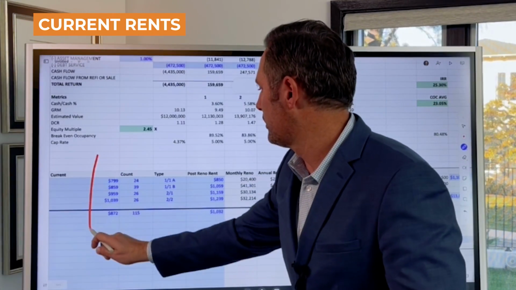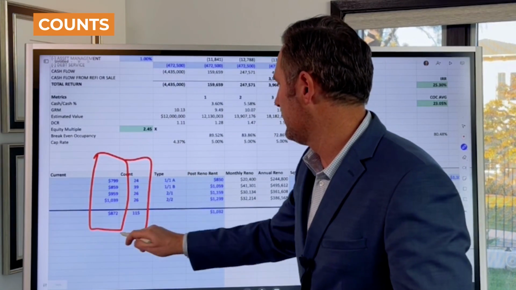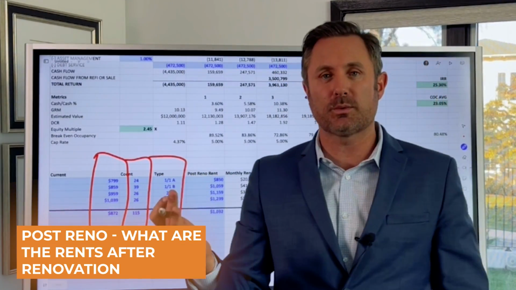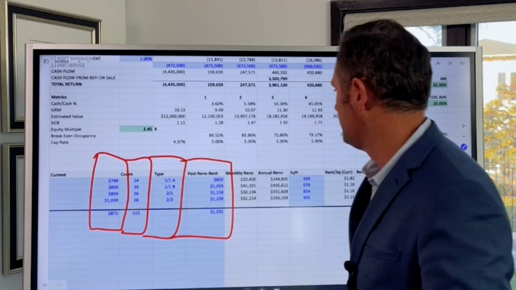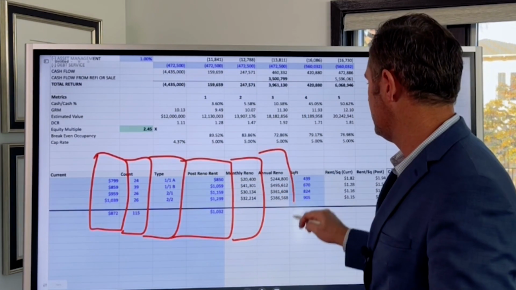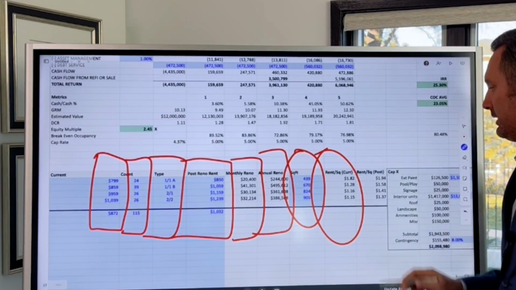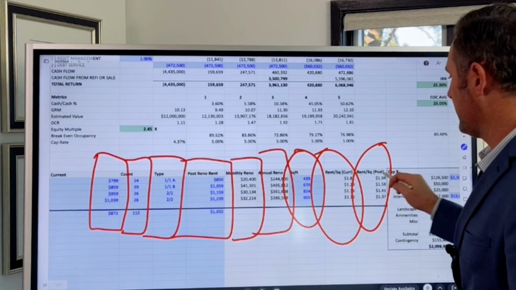We're plugging in current rents. The counts, the unit type, post-reno. So once we renovate this thing, what do the rents look like for the building? So we put those in. That obviously calculates monthly and then annually. We have a square footage here, then that's going to pump out a rent per square foot currently. And then how do we compare that to post?